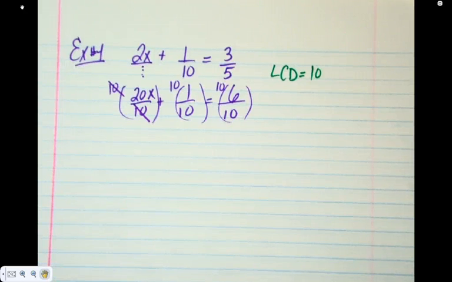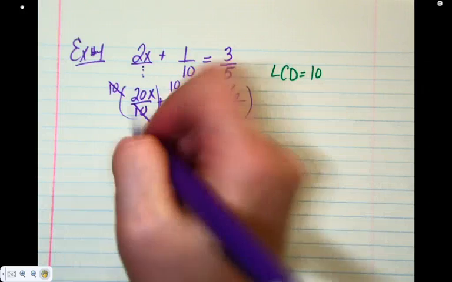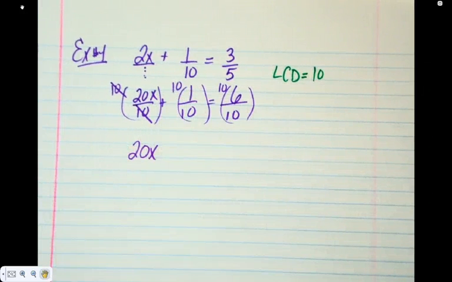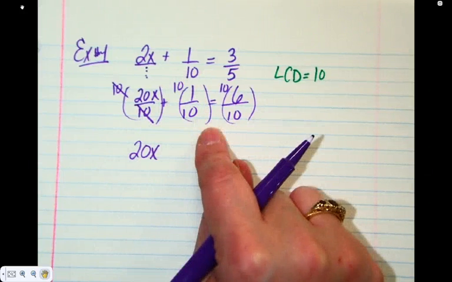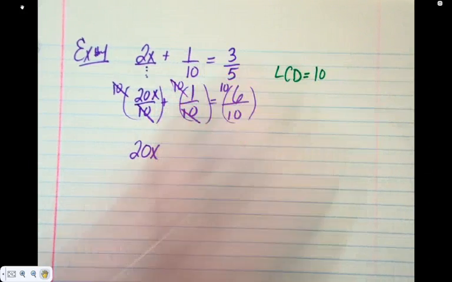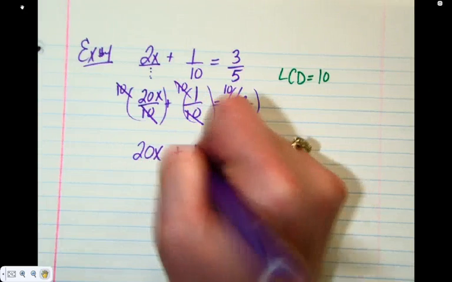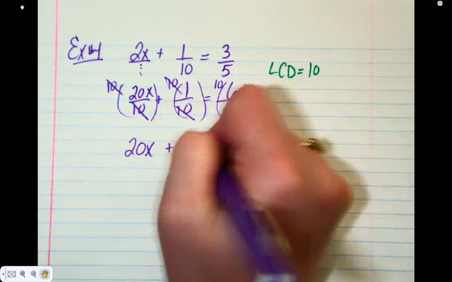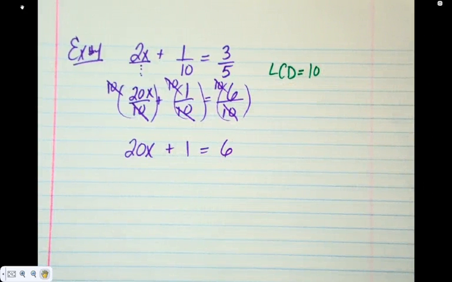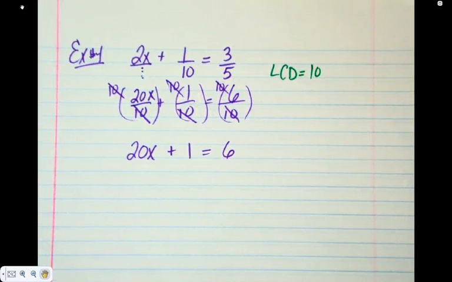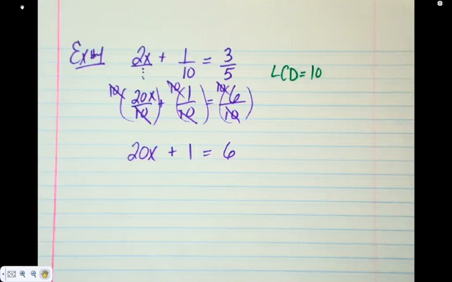So what's the opposite of dividing by 10? Multiplying by 10. So what's left in that first fraction? Just the numerator, which is 20x. What's going to happen with the 10 and the 10 in the second fraction? Cancel out. And the last fraction, they're going to cancel, and I'm left with 6. So the purpose of those two steps was just to get rid of the fractions. So first thing, we put everything over the LCD, then we multiply it to cancel it out.